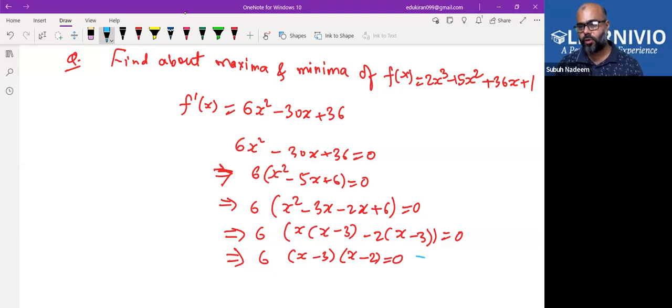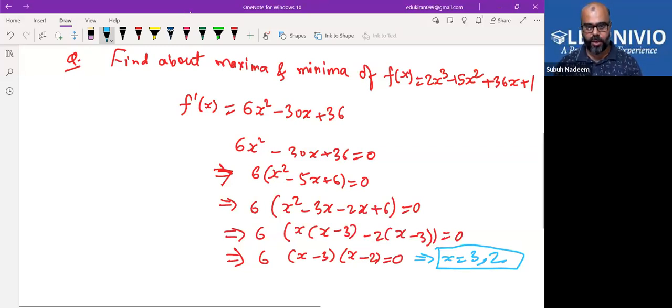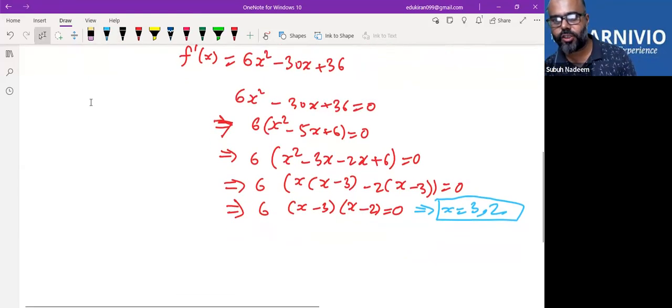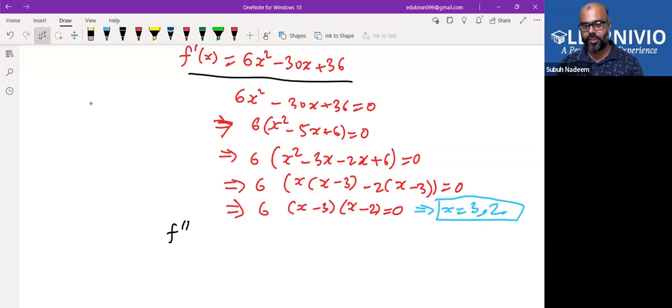So from here, what you get? You get x is either 3 or it is 2. Now, these are the critical points. After getting the critical points, you have to decide which one of them is a maxima and which one of them is a minimum. So what you will do, you will again differentiate this function, this f dash x, and you'll find f double dash x. So when you differentiate it, you will get 12x minus 30.